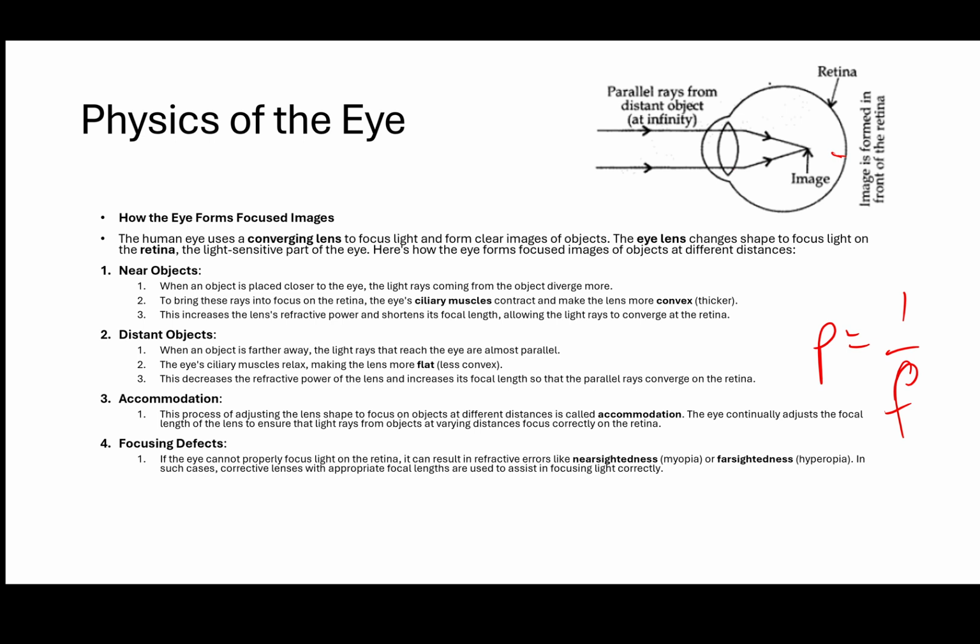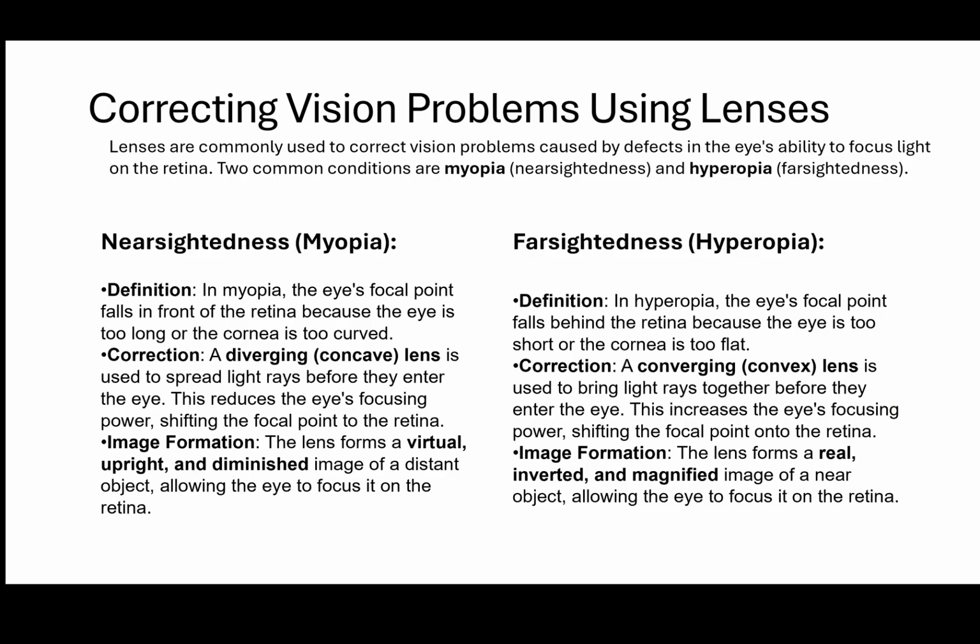So when light is not focused on the retina, we have different defects, myopia and hyperopia. And we use lenses in combination with the lens of the eye to fix, or focus correctly, the light entering the eye. Does anybody here have hyperopia or myopia?